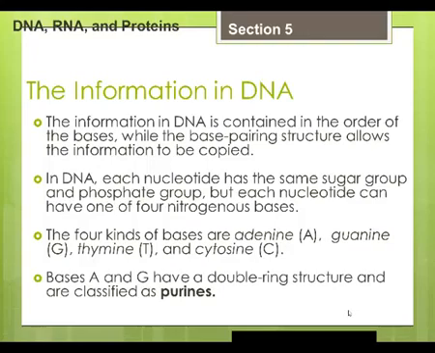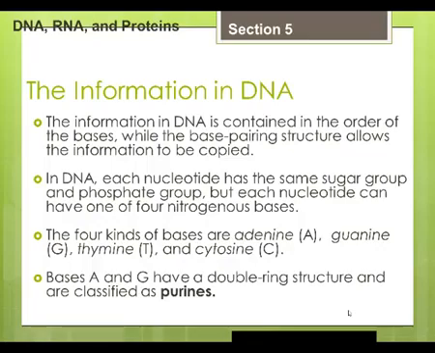The information in DNA is contained in the order of the bases, while the base pairing structure allows the information to be copied. In DNA, each nucleotide has the same sugar group and phosphate group, but each nucleotide can have one of 4 nitrogenous bases. So that really is what gives us the variability between our DNA and anyone else's or other organisms' DNA. Just simply the variation between those nitrogenous bases.